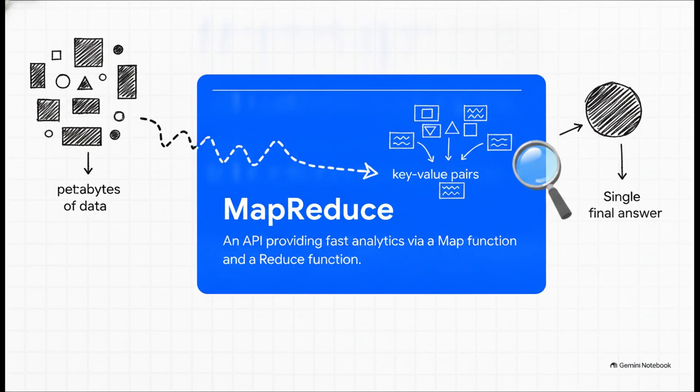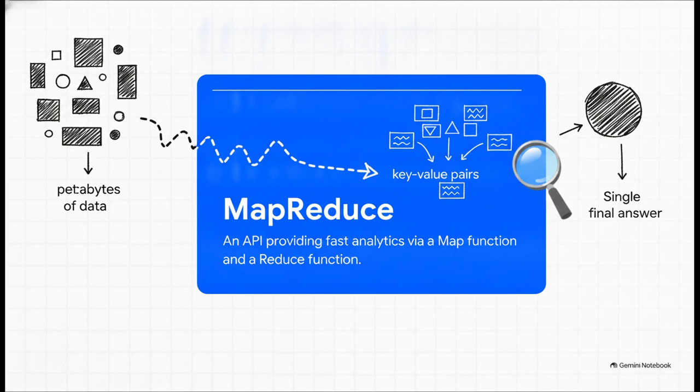Now for the second half of Hadoop, MapReduce. This is the processing engine. Here's the thing. If you have petabytes of data distributed all over thousands of nodes, you literally cannot pull all that data over a network to a central computer to process it. The network would instantly clog up and fail.